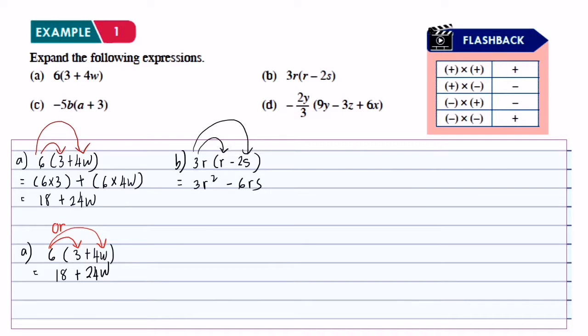Okay, we try question C. Negative 5b times a plus 3. So we try to count it straight away. Okay, negative 5b times a is negative 5ab. Negative 5b times 3 is negative times positive is negative. So we put negative, and 5 times 3 is 15, and B just follow.